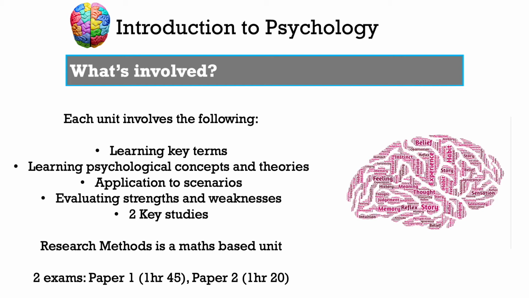For example, in brain injury and neuropsychology, we look at the case study of a gentleman called Phineas Gage, who experienced an injury to the front of his brain following an accident whilst working on the railway line when he had a metal rod pass through his brain. And we look at how this injury changed his personality.